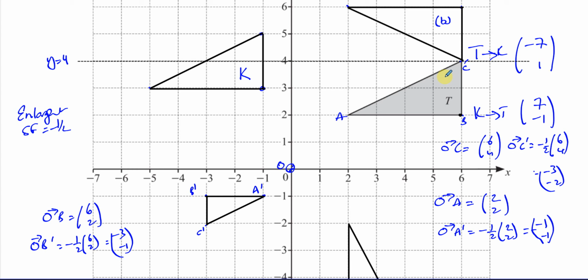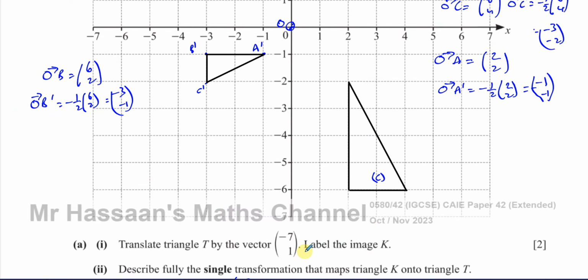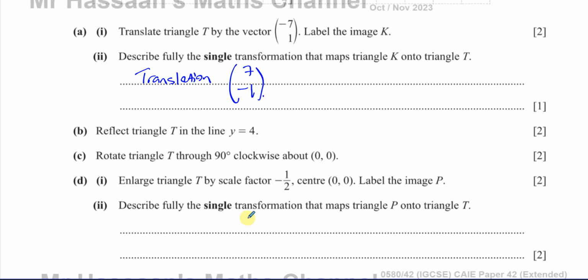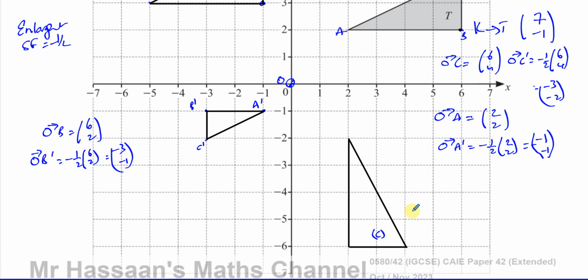I put these labels A, B, C here myself. You don't have to put them. I did it just for my own information. So label the image P. So I'm going to put this as P.